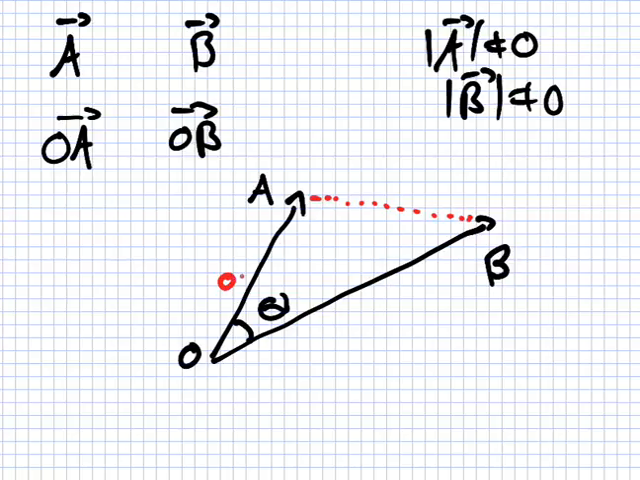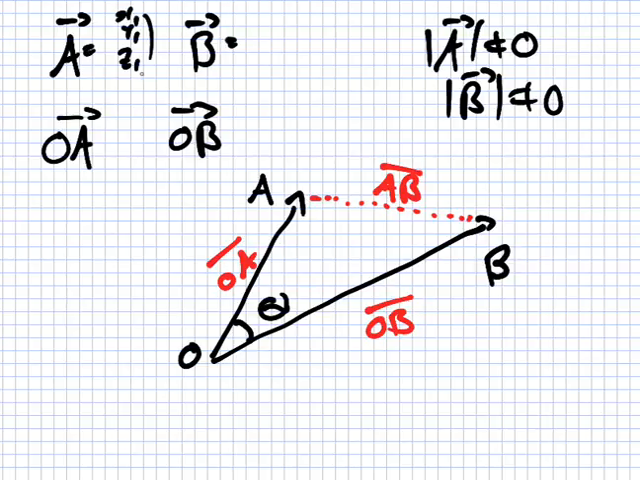This is the vector OA. This is the vector OB. And which vector is this? AB. We pretend we know A and B. This is the information we're given. So if you want, we can just say A is x1, y1, z1, and B is x2, y2, z2.